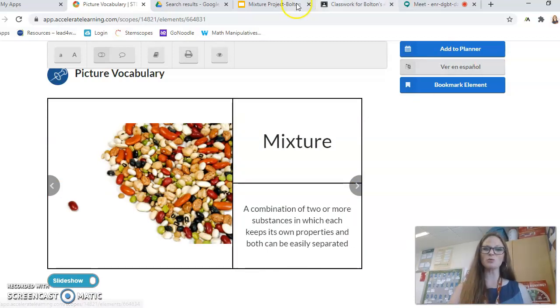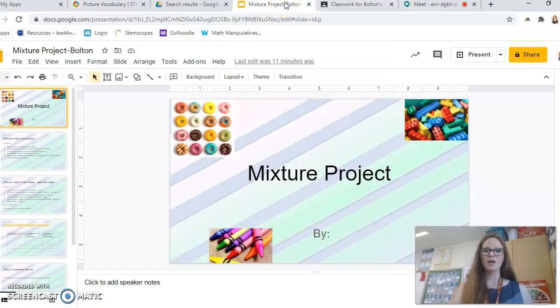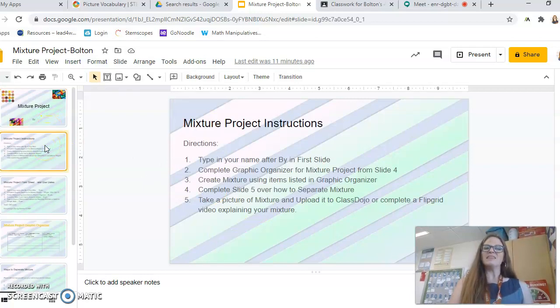So let me go back into our slideshow so you know what to do. When you start working on this slideshow project, first thing you need to do is make sure to put your name on this first slide. Always number one, put your name on your work, even in virtual learning. These are just the directions. I'm going to walk you through these instructions right now. Step 2 says to complete the graphic organizer for the mixture project from slide 4.